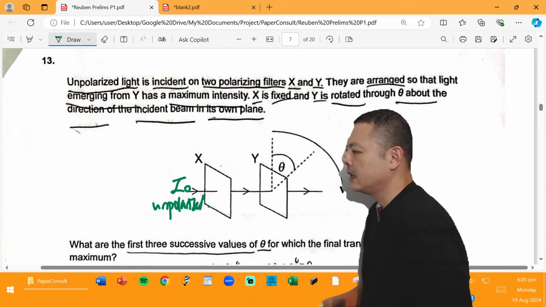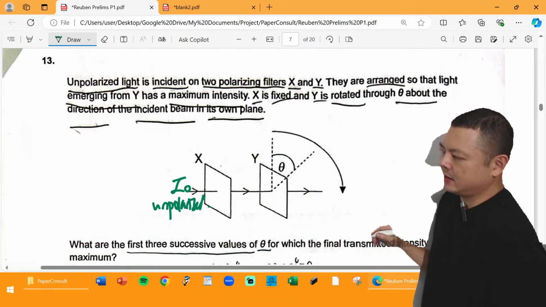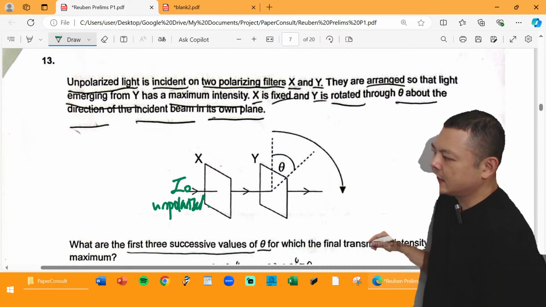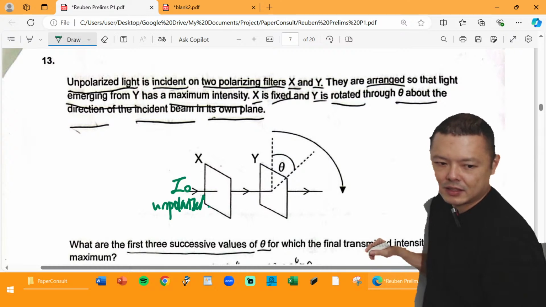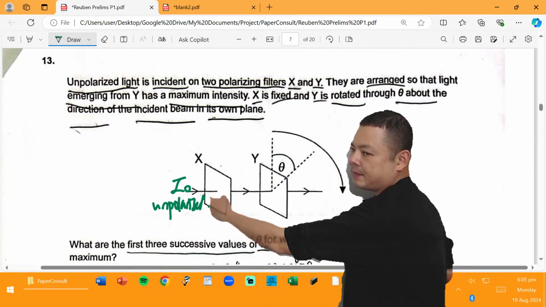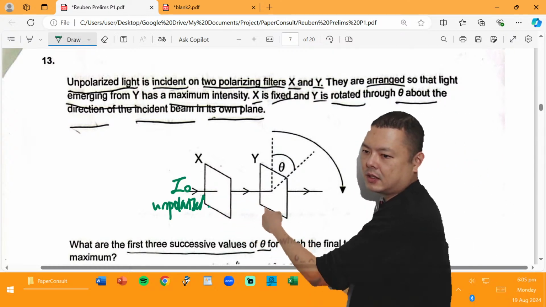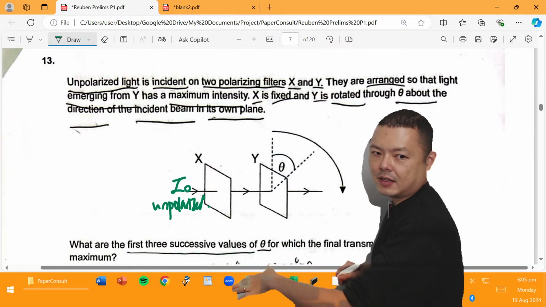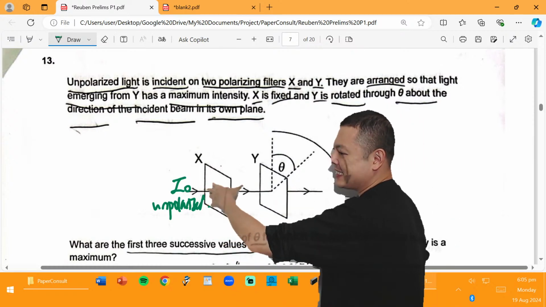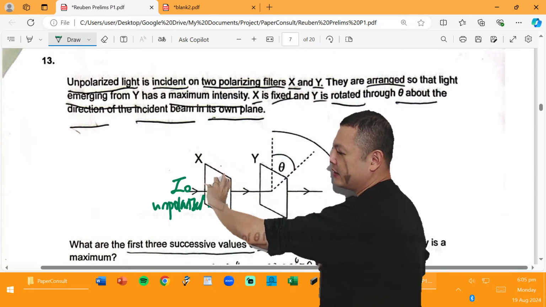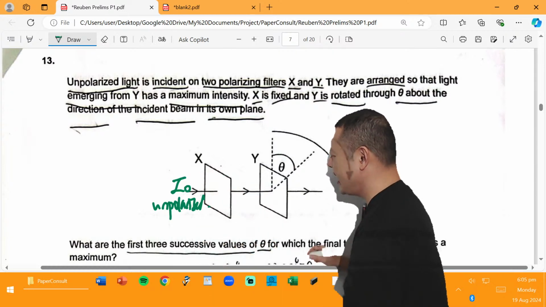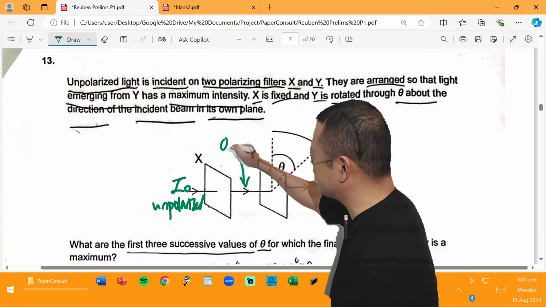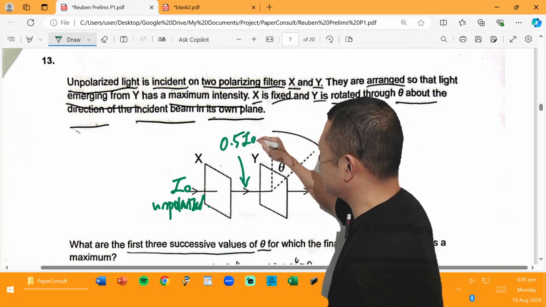But if it's unpolarized, then what happens to the intensity after passing through the first polarizer? Yeah, it's always 50%. So no matter what angle x is, if I rotate angle x by 180 degrees, it doesn't change this intensity. It's still going to be 0.5 times the intensity.